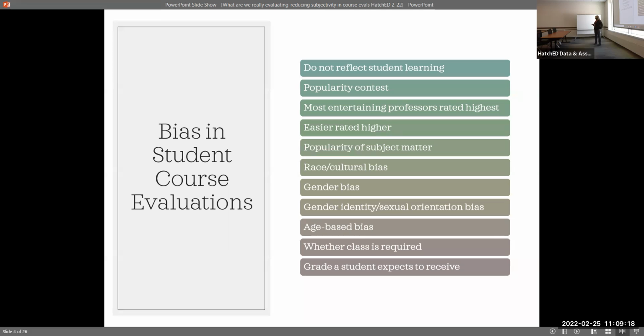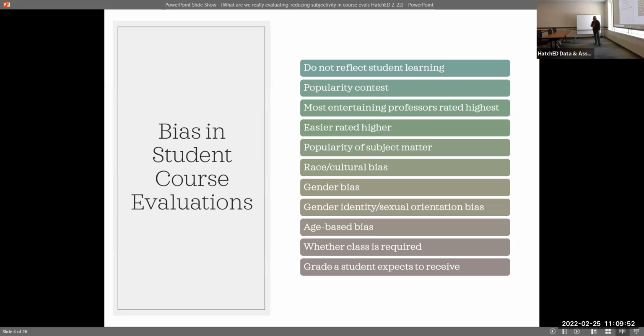Whether classes are required. Classes that are required by the program, but maybe are not as of interest to students might be rated more poorly in general, as well as classes that are not required, and a student takes that class because they have an interest in the class, we see evaluations rise. So it's of course correlated to the student's general interest in the topic and whether they feel it's money well spent on their benefits.